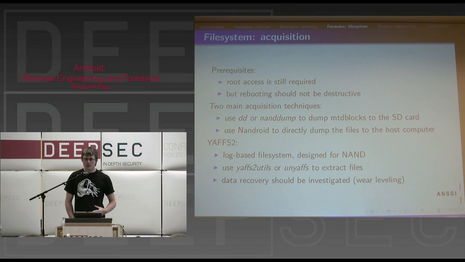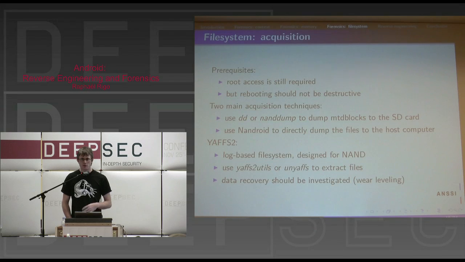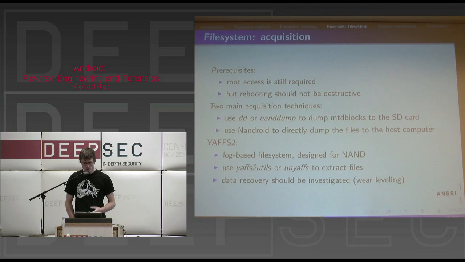Afterwards, once you have the root access, you get two main acquisition techniques. The most interesting one, in my opinion, is of course using DD to dump the basic memory blocks from /dev/mtdblock. Basically, just dump the partitions from the flash. Or you can use a software called Android, which is basically a set of scripts that will dump an image of the file system on the host PC, keeping file permissions, timestamps, and everything.